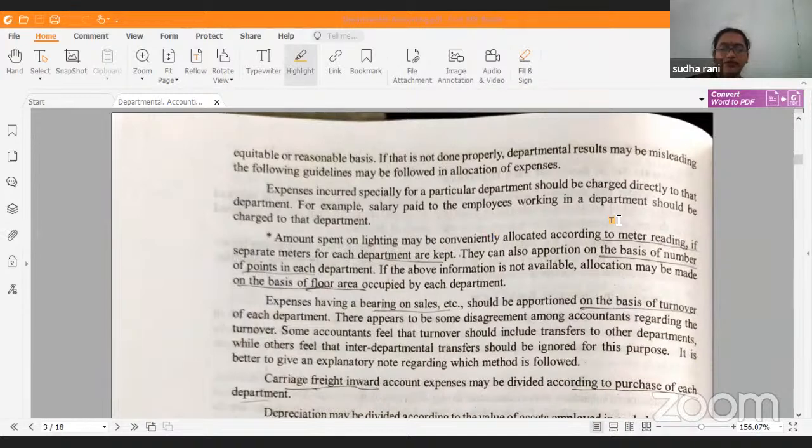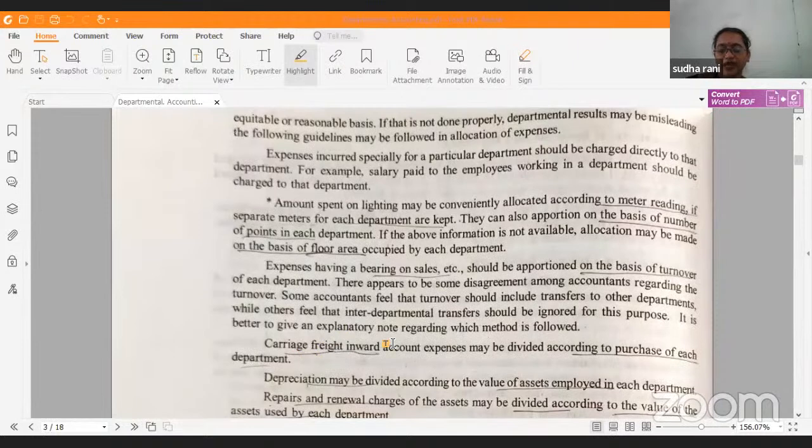Here are some points which I underlined. Meter reading, that is electricity bill or the lighting bill, we distribute on the basis of the number of electric points, or based on floor area. The next one is sales related expenses, on the basis of sales. And carriage inward, freight inward, based on purchases. Inward means purchase, right? So based on purchases of each department, we allocate.